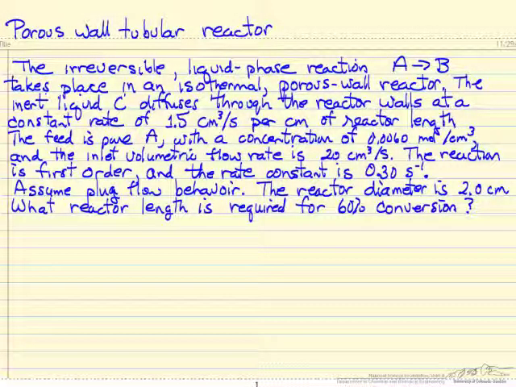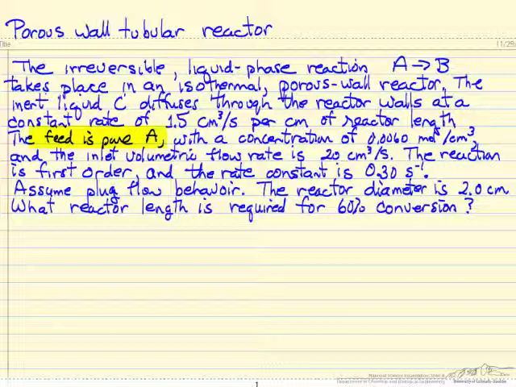This problem deals with a porous wall tubular reactor, and we might look at this as a simple version of a membrane reactor. So we have a liquid phase reaction and essentially a plug flow reactor, A goes to B type reaction, isothermal, and then through the wall we have an inert C that's diffusing at a rate of 1.5 cubic centimeters per second for every centimeter of length of the reactor.